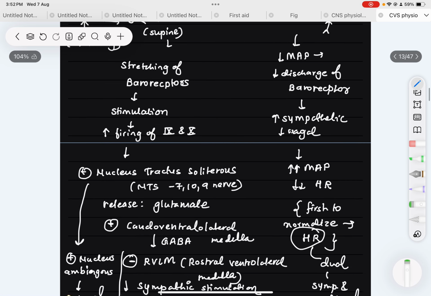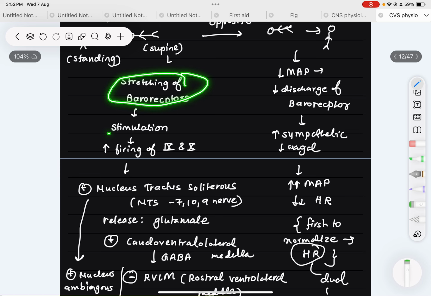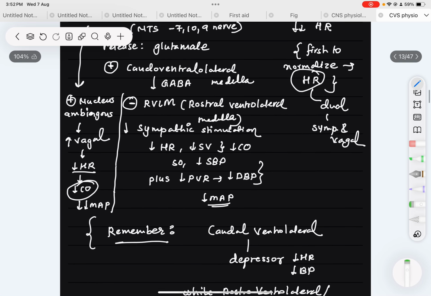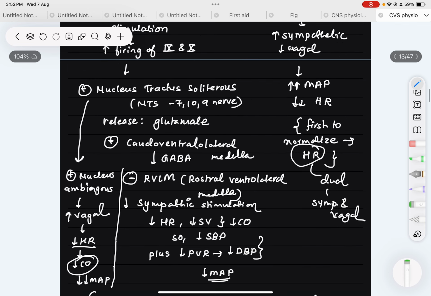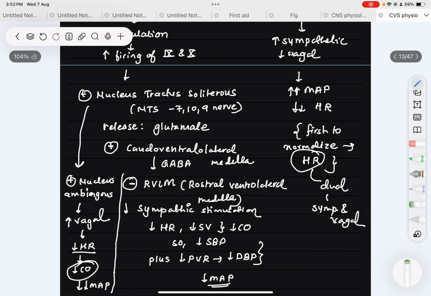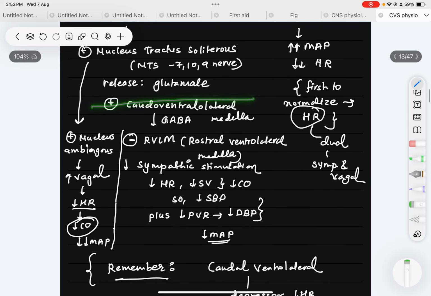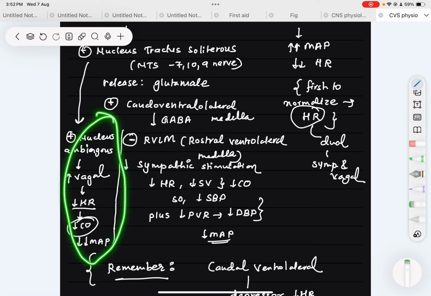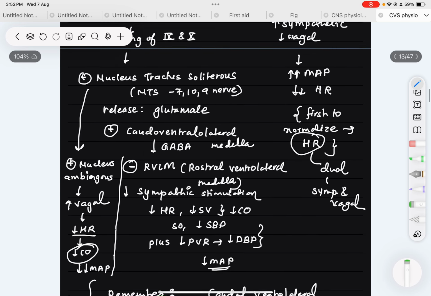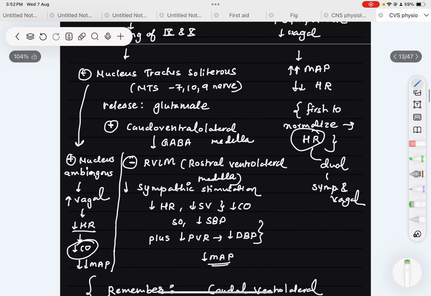One main thing you have to remember, that stretching of baroreceptor, means stimulation of baroreceptor, will cause decrease in mean arterial pressure by increasing the parasympathetic outflow, by nucleus tractus solitarius stimulating the caudoventral, that is depressor, and causing this nucleus ambiguus, means vagal outflow. Okay, and totally opposite effect will happen here. Now the first one to normalize is heart rate, because heart rate has dual supply, sympathetic and vagal, but the blood pressure is mainly the sympathetic control only.